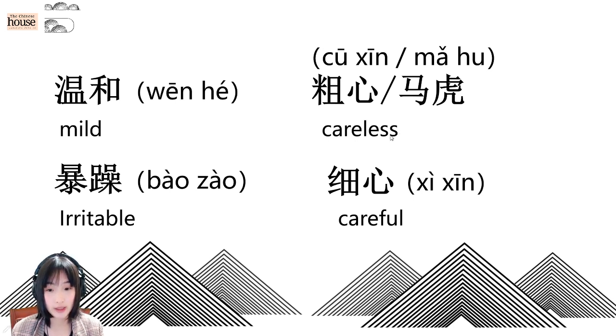And then careless, 粗心. And you can say this one, 马虎. Right after me, 马虎, Hu in light tone, 马虎. And then irritable, 暴躁, both first tone, 暴躁.